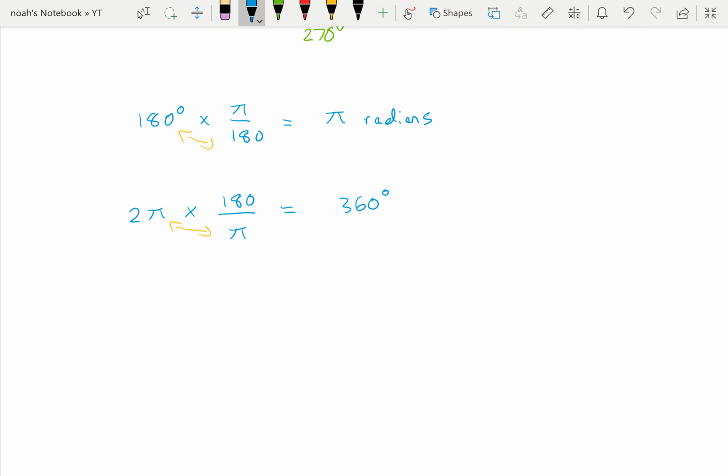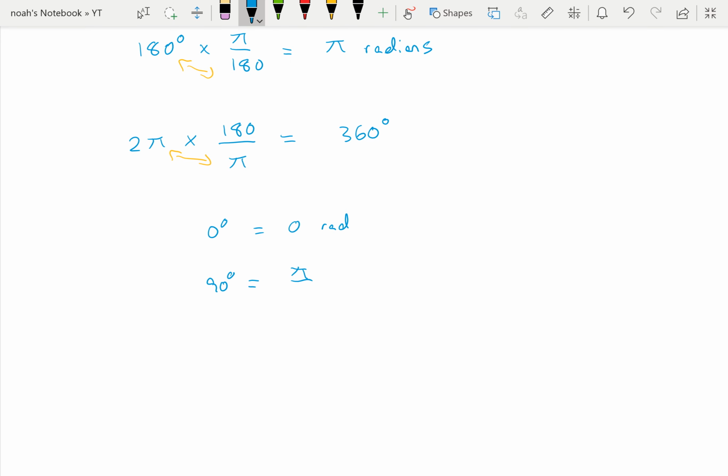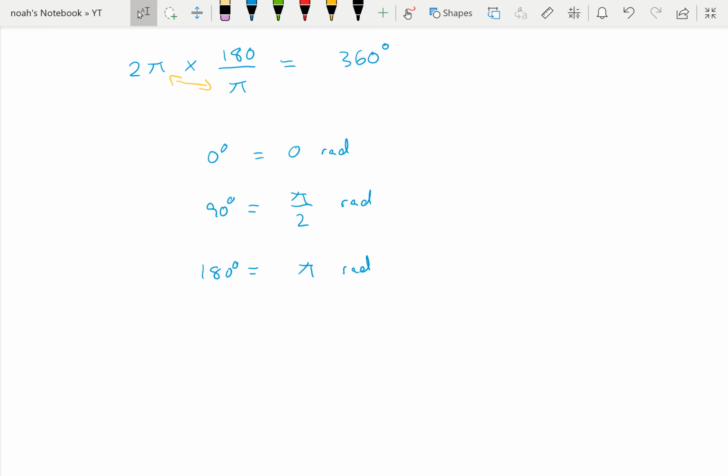In general, 0 degrees equals 0 radians, 90 degrees equals pi over 2 radians, and 180 degrees equals pi radians, 270 degrees equals 3 pi over 2 radians, and 360 degrees is equal to 2 pi radians.